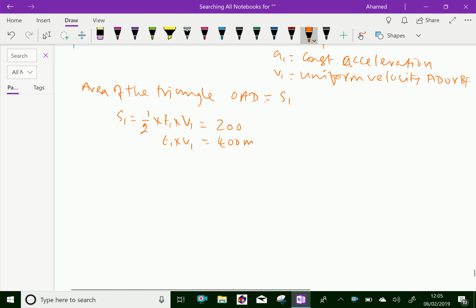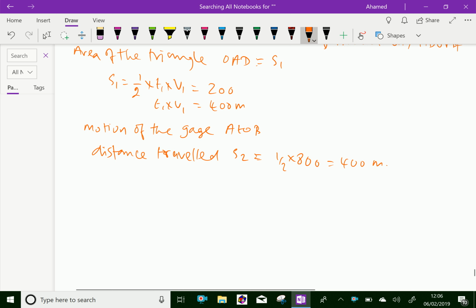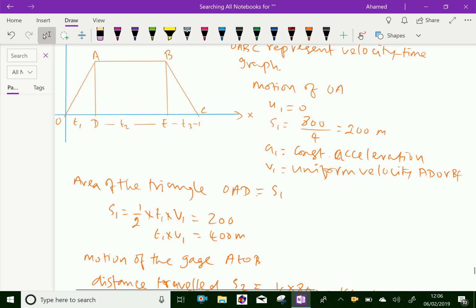Now consider the motion of the gauge from A to B. In this case, the distance traveled S2 equals half of 800, that is 400 meters. Since a quarter of the distance is for acceleration and a quarter of the distance for retardation, the remaining half of the distance, half of 800, is 400 meters.